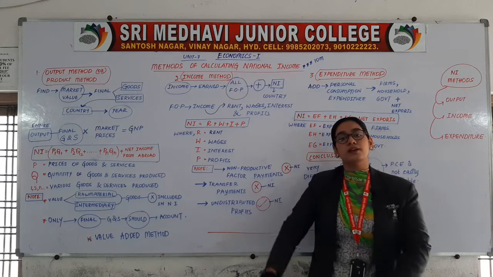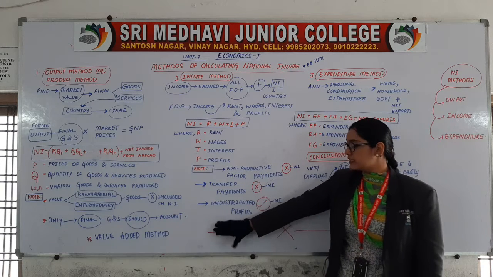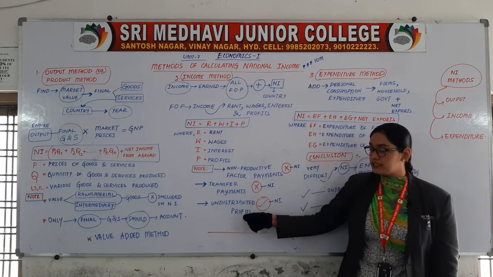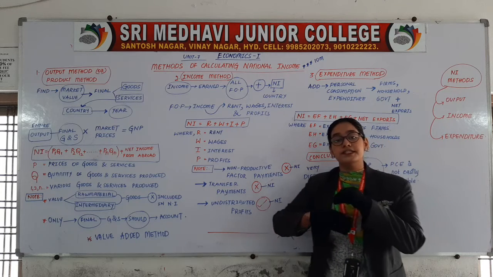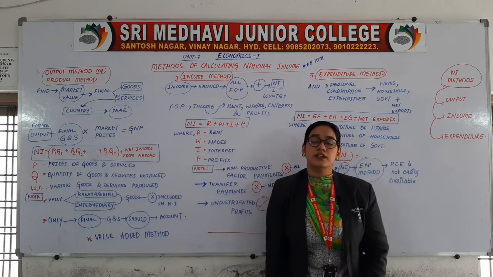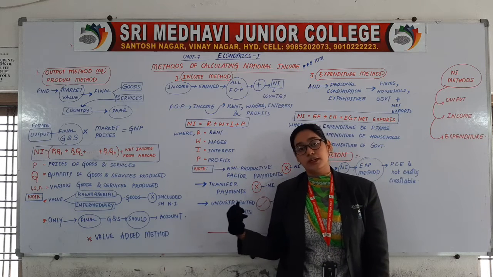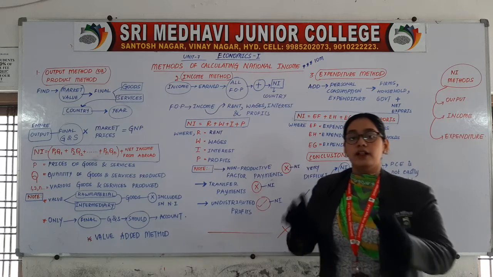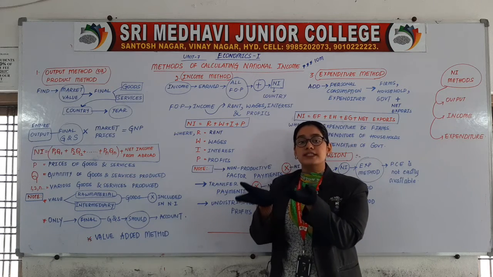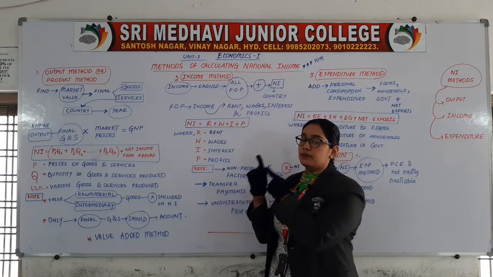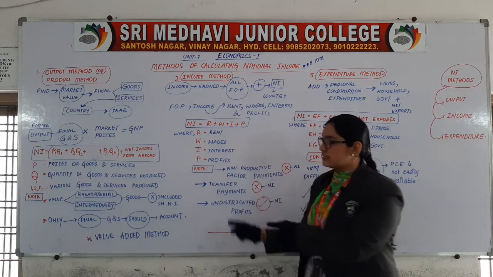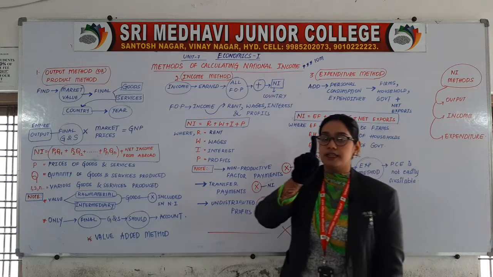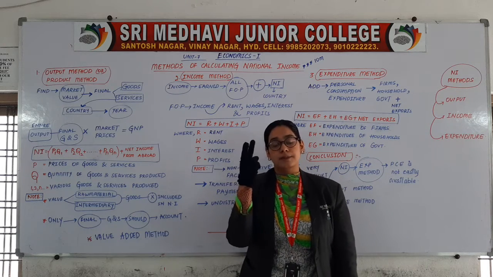Then what should be included in national income? Undistributed profits must be included in national income. Undistributed profits means the profits which you have not distributed to someone. Okay, that you should include in national income. So the second method is the income method. All the factors of production which receive income in the form of rent, wages, interest, profit are considered in this second method. First method is output method, also known as product method.